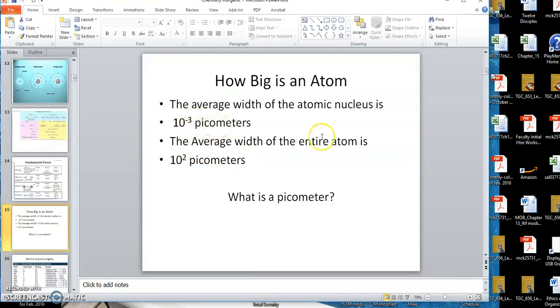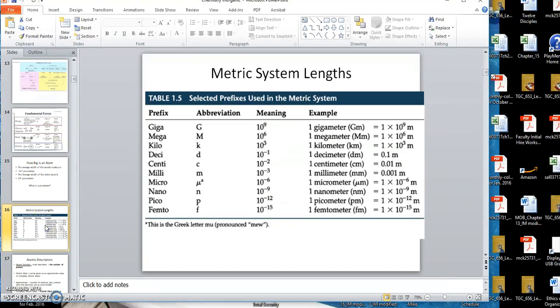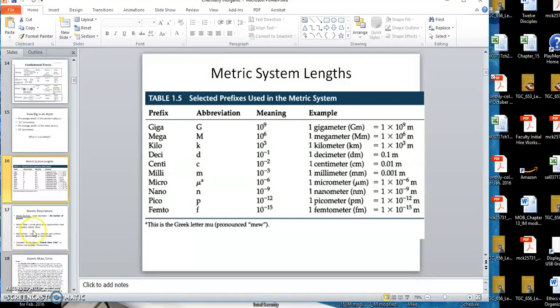Now, these are very small, but the difference between the nucleus and this would be 10 to the fifth. That is almost like placing a marble in the center of the old Astrodome and letting the roof be where the electrons would travel. So if you can imagine this, an atom has a lot of empty space. Here is to show you the metric system. You need to be somewhat familiar with the metric system because that's what science deals with, so kind of glance through that if you would.